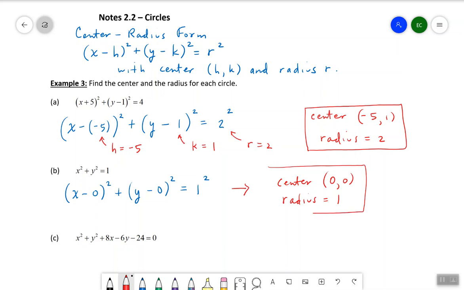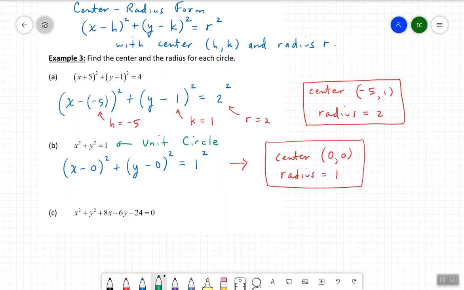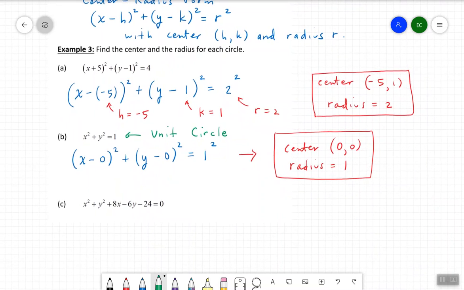And this is actually a special circle. This is called the unit circle. And if you go on to trigonometry next semester, you'll study the unit circle quite a bit. Okay, so let's go on to the next one.